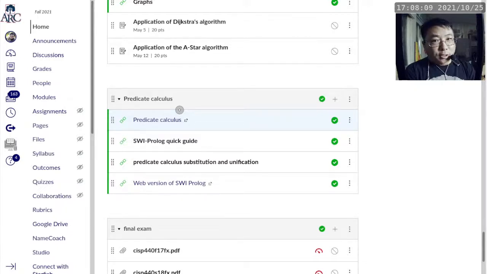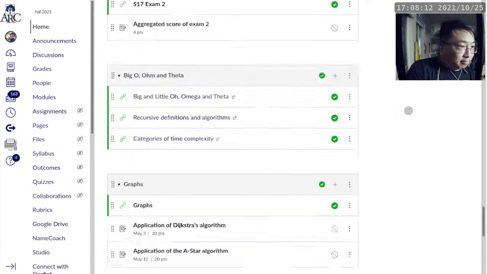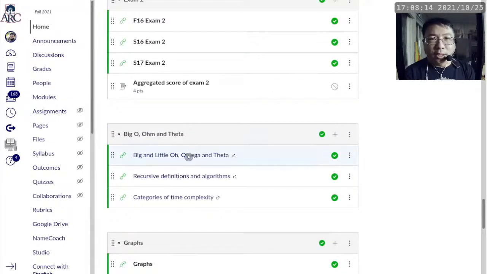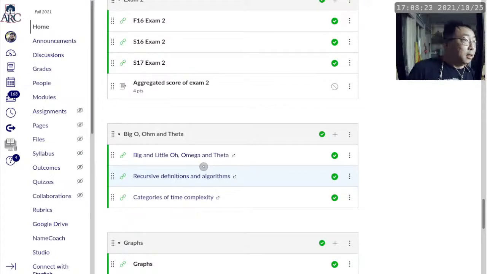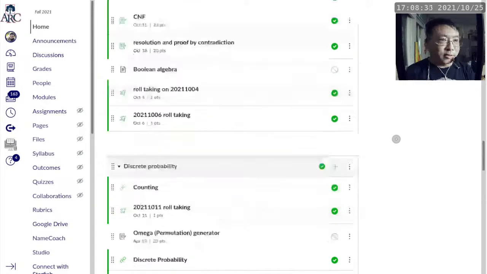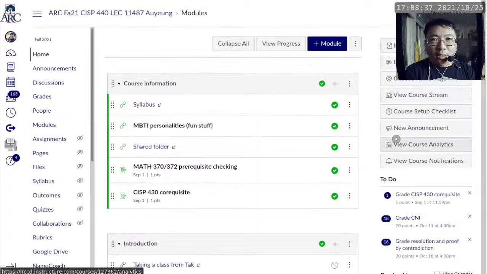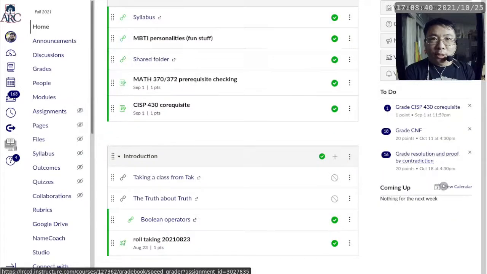All right, so we are going to now get into big and little o, omega, and theta. The exam is going to be the Wednesday after this Wednesday. Yeah, after this Wednesday, so November 3rd sounds about right. Let me put it into the calendar of this class before I forget. There's a way to do it. Let's see. View calendar.